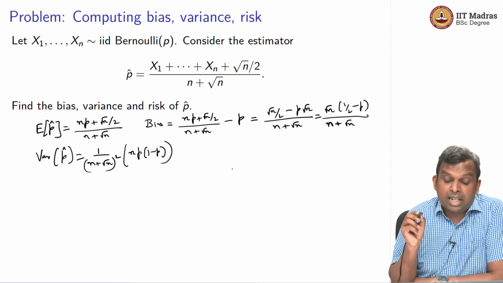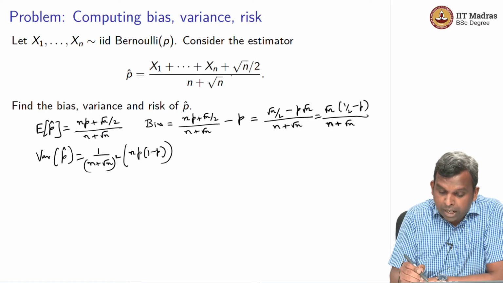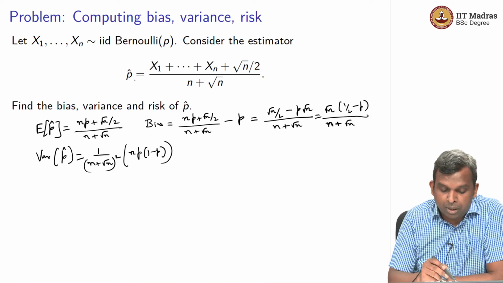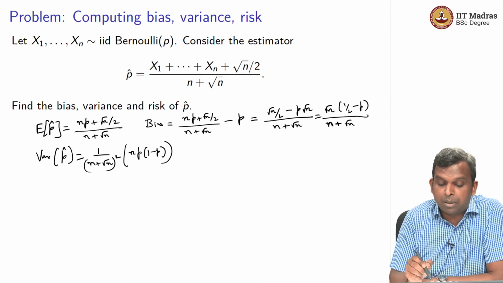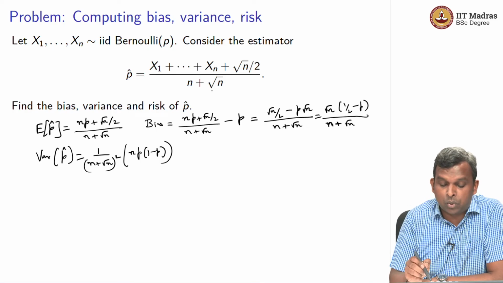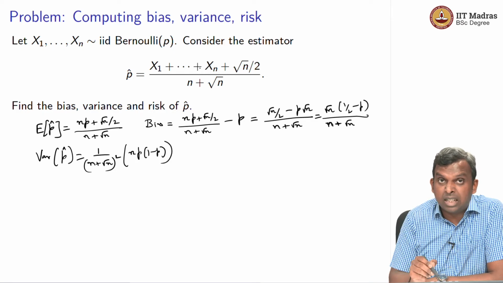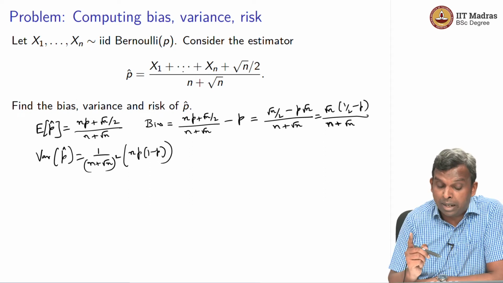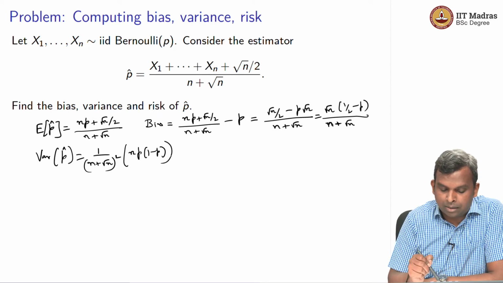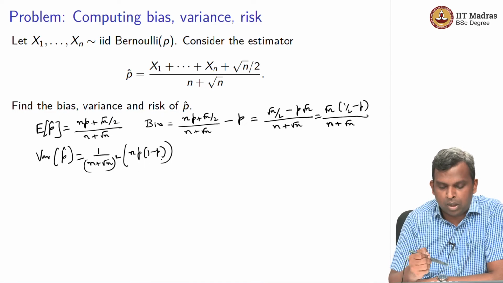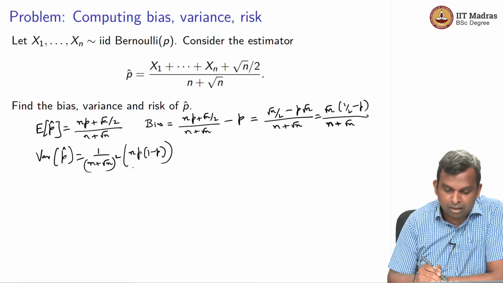So this is the variance. Once again, remember how I got here. This root n by 2 plays no role in the variance. You can just drop it, and the variance of p hat is equal to the variance of just the first part alone, x1 plus so on till xn, divided by n plus root n. Instead of dividing by n, I am dividing by n plus root n. So I get 1 by n plus root n whole squared times the variance, which will go inside because x1 to xn are independent, and the variance of each of them is p times 1 minus p, so np into 1 minus p. Think about how I got it. I think this is a good exercise for you to get your hands on.